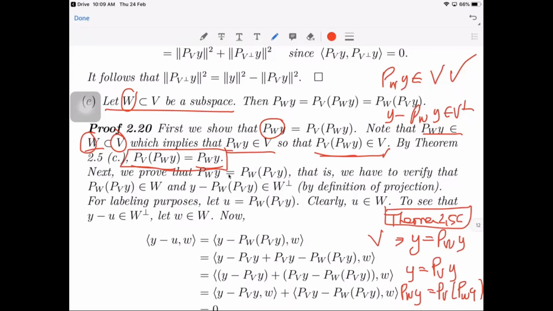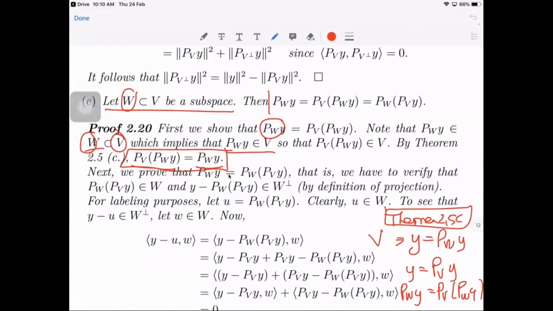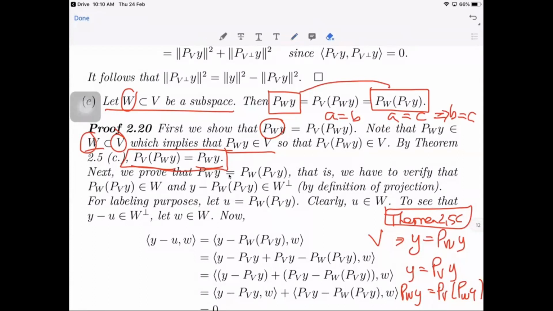Next. We prove this equality. This equality is equal to this. So if A is equal to B and A is equal to C, this implies that B is equal to C. No? Okay, so we only need to show those two. That is sufficient for the three equalities there.